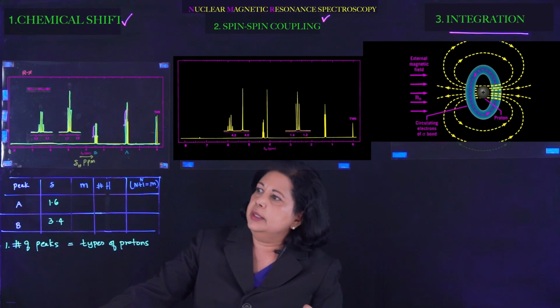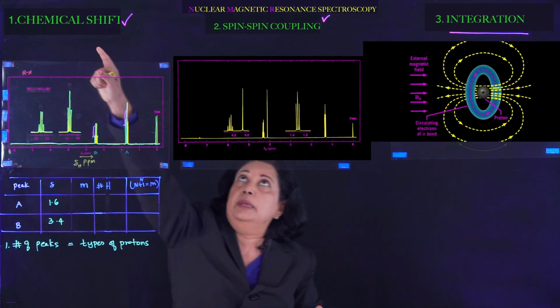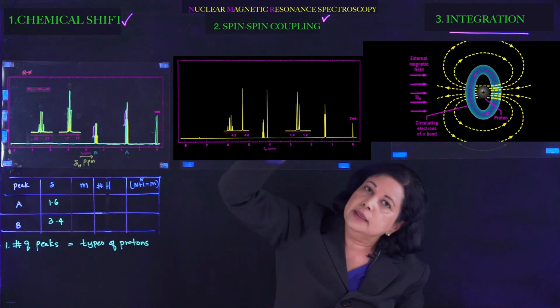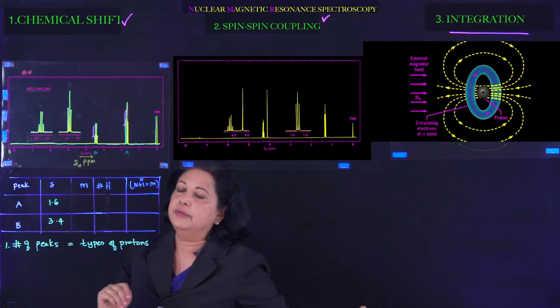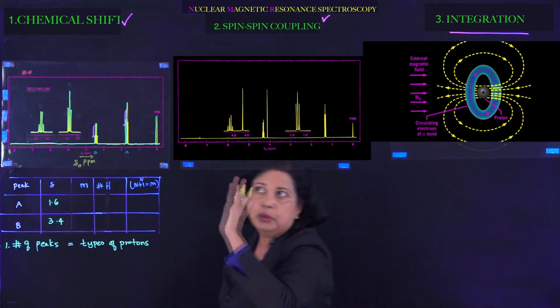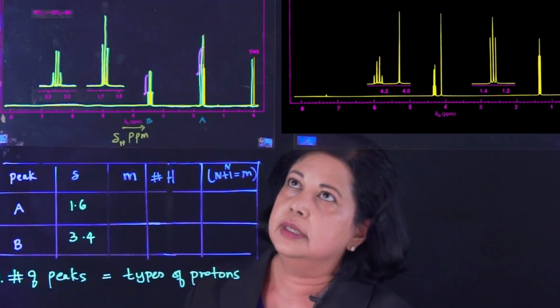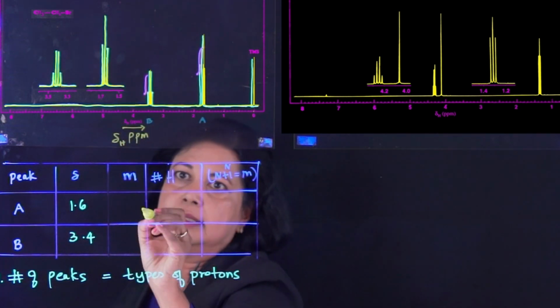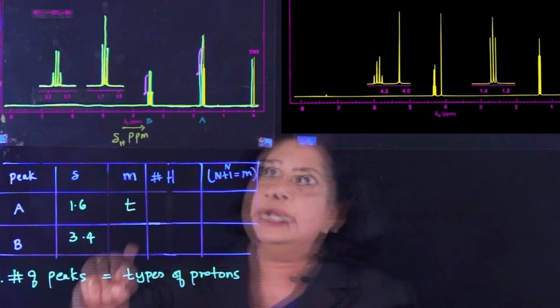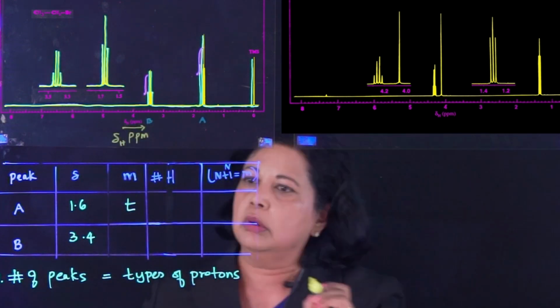Now, the other very important piece of information is spin-spin coupling. How many peaks do you have for each of those peaks? How many splittings do you have in each of those? A has 3, so that's a triplet. B has 4, that's a quartet.